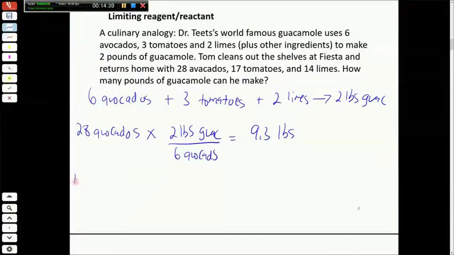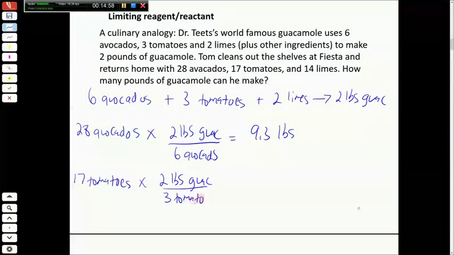Let's say we had 17 tomatoes. That's one of the other things we have. If we assume we had enough of the other ingredients in the right ratios to make everything else, from 17 tomatoes, there's 2 pounds formed for every 3 tomatoes that we're using. That's what the recipe tells us. And with this, we'd be able to get somewhere around 11 pounds.